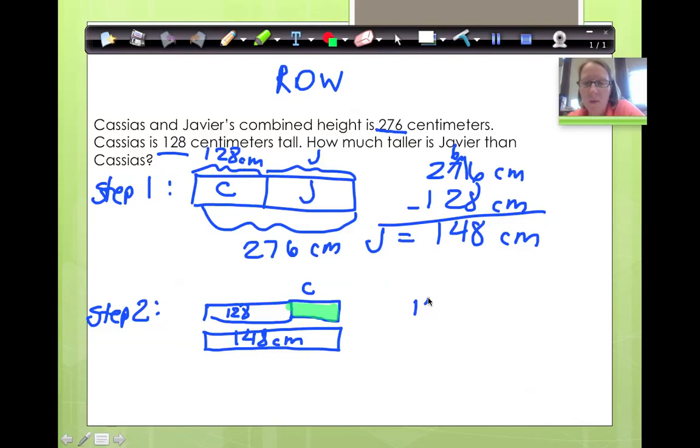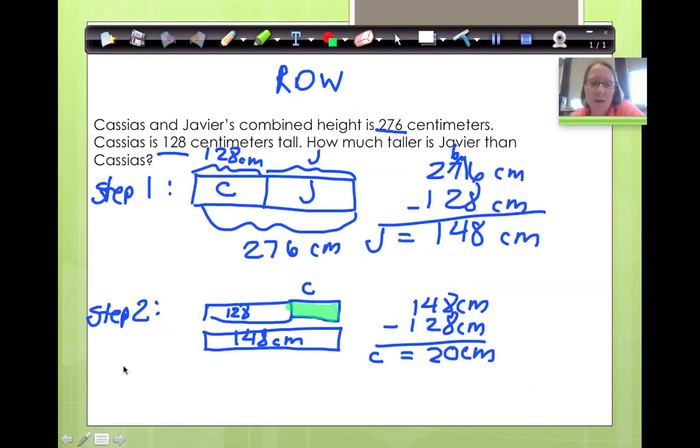So I have 148 centimeters, subtract 128 centimeters, bring down my centimeters. 8 take away 8 is 0. 4 take away 2 is 2. 1 take away 1 is 0. So the difference is 20 centimeters. So that would be C. Now, how much taller is Javier than Cassius? This is what we have to answer. He is 20 centimeters taller.